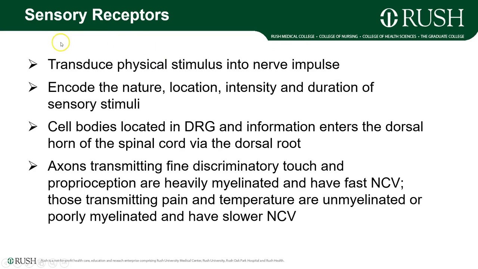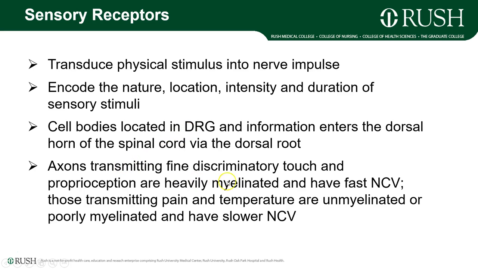In the nervous system, there are lots of sensory elements involved. There are receptors all over the body which are sending signals back to the CNS. So they are physical stimuli which are being passed on to the central nervous system. They encode a number of pieces of information, such as the nature of that stimulus, the location, the intensity, as well as the duration. Cell bodies for sensory receptors reside in the DRG, and the information enters there through the dorsal horn.